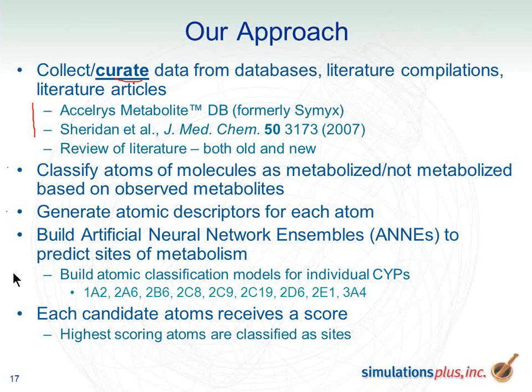Then we generate atomic descriptors for each atom, and build neural network ensemble models that predict for each atom in the molecule whether it's a site of metabolism or not. And again, we built 9 models for this. And then the output of the program is a score for each atom in the molecule. We would then take a look at these scores and automatically classify the highest scoring atoms as sites of metabolism.